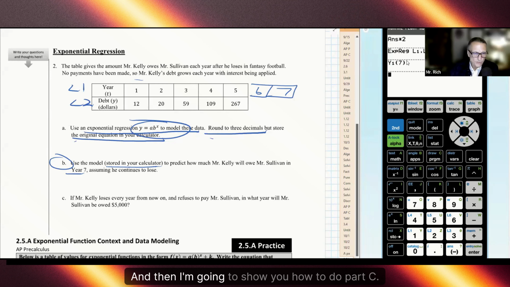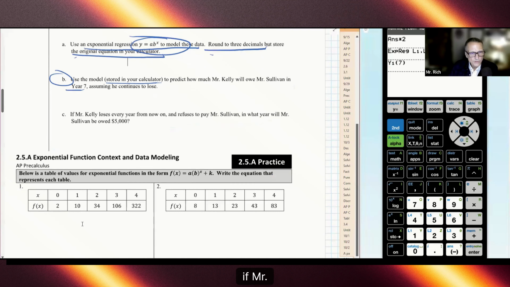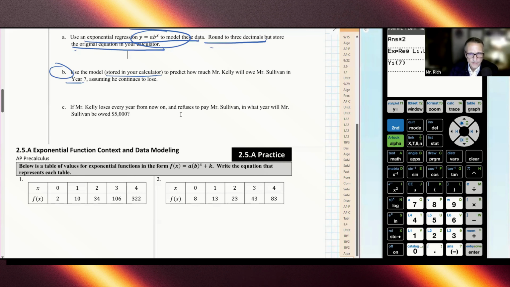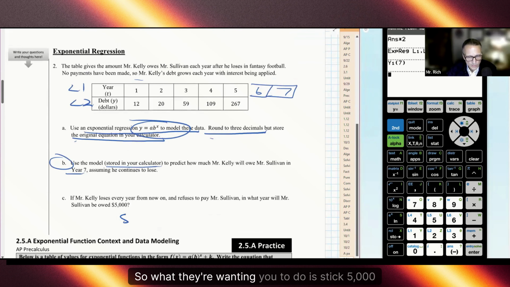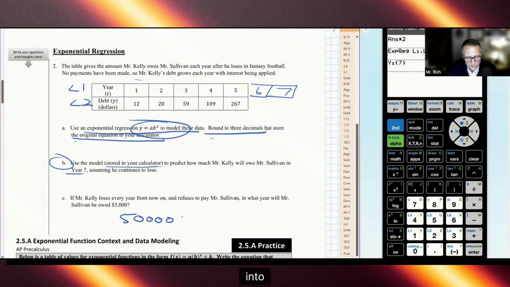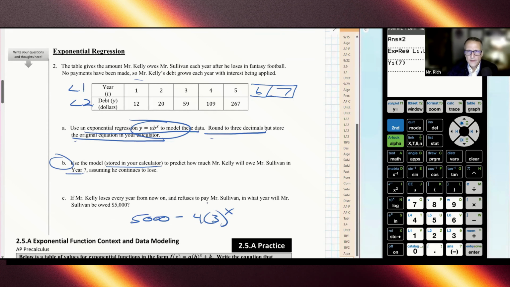All right. And then I'm going to show you how to do part C. This says on part C, if Mr. Kelly loses every year from now on and refuses to pay Mr. Sullivan, in what year will Sullivan be owed 5,000? So what they're wanting you to do is stick 5,000 into this function. I'm going to make up some numbers. Suppose it was 4 times 3 to the x. They're wanting you to solve this equation, 5,000. So you're sticking 5,000 in for the y variable, and then you're solving for x. Now you can do it algebraically, but there's an easy way to do this on the TI-84.